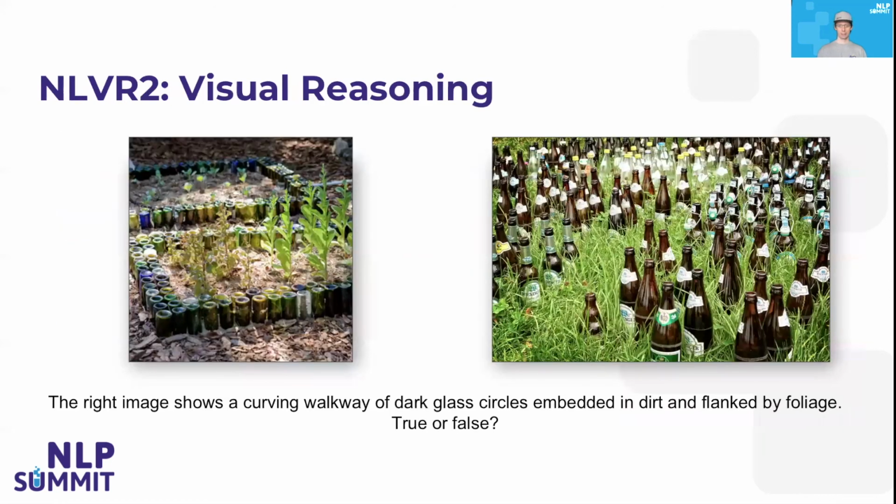Here's an example of visual reasoning from the NLVR2 dataset. NLVR2 always gives you two images and a sentence, and the model has to answer either true or false. This is not a lot of supervision per instance, just one bit. So a model will almost certainly have to rely on pre-trained knowledge.